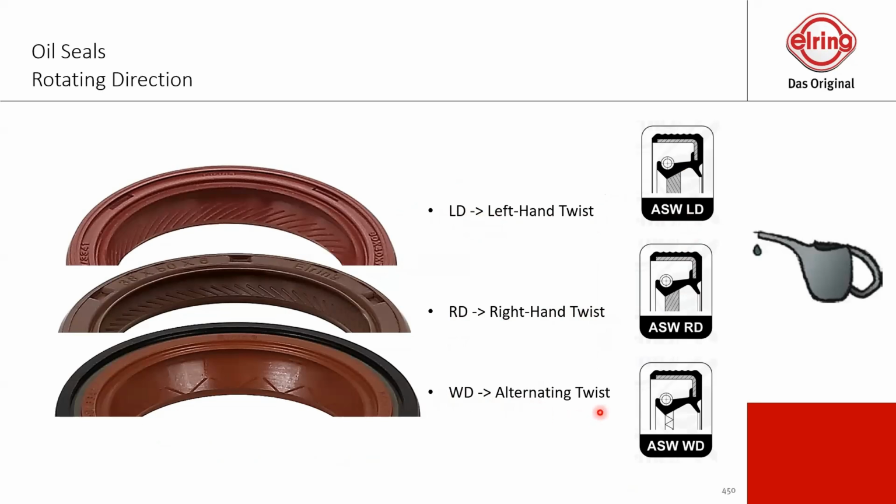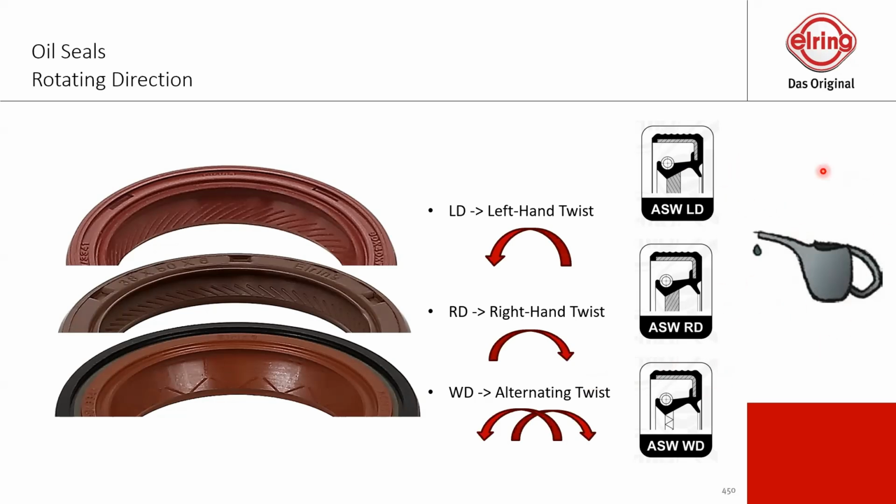How you can find out which is the right one, it's quite easy. You have to take a look at your shaft, see in which direction it's running, and in that direction, this is the twist we are looking for. So if it's going to the right side, then you need the right hand twist. If it's going to the left side, you need a left hand twist, and if it's going in both directions like an axle, then you need an alternative twist. That's quite important.